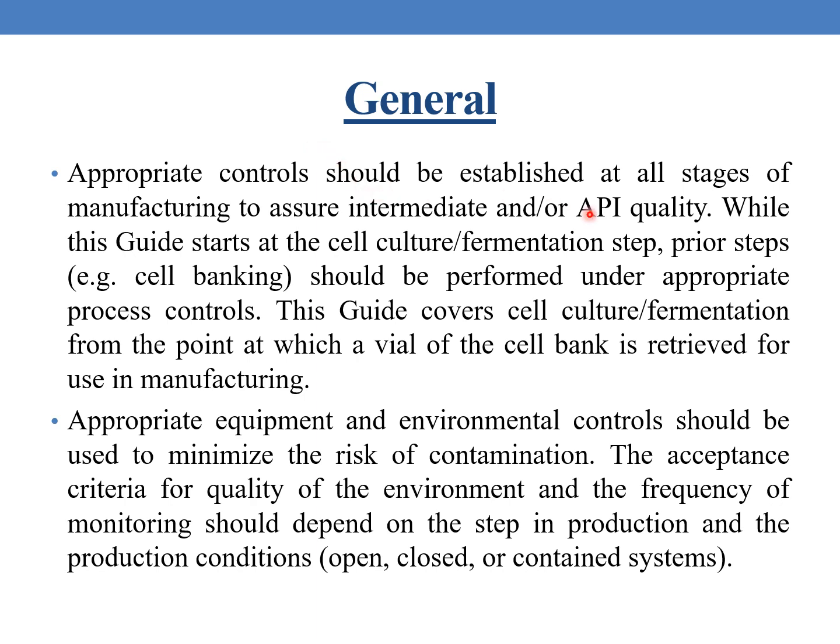Appropriate control should be established at all stages of manufacturing to assure intermediate and/or API quality. While this guide starts at the cell culture or fermentation step, prior steps, for example cell banking, should be performed under appropriate process controls. This guide covers cell culture or fermentation from the point at which a vial of the cell bank is retrieved for further use in manufacturing.